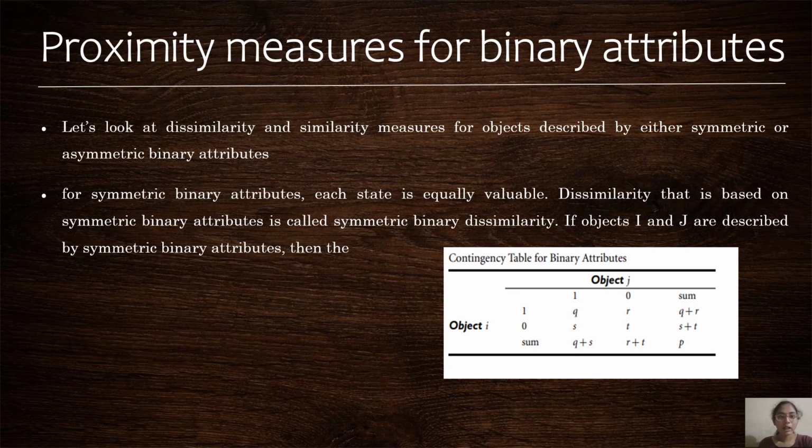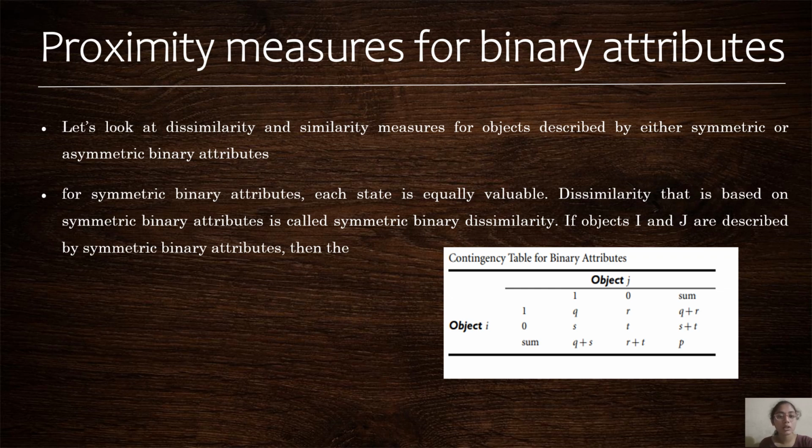Proximity measures for binary attributes. Let's look at dissimilarity and similarity measures for objects described by either symmetric or asymmetric binary attributes. For binary attributes, there are two types: dissimilarity and similarity. In dissimilarity, there are again two types: symmetric binary dissimilarity and asymmetric binary dissimilarity. In similarity, there are likewise two types: symmetric binary similarity and asymmetric binary similarity.